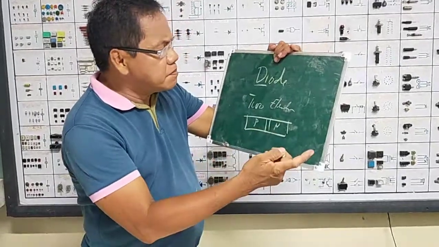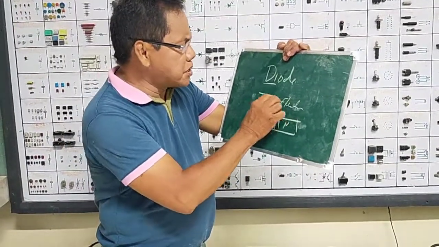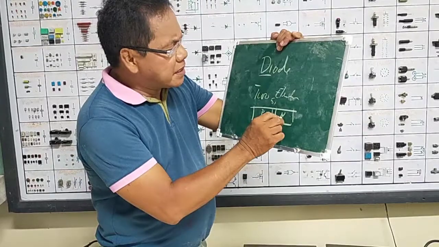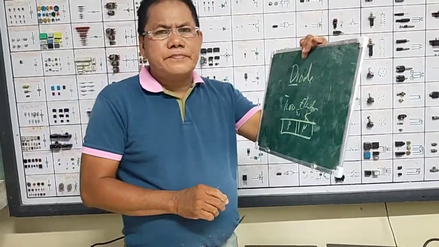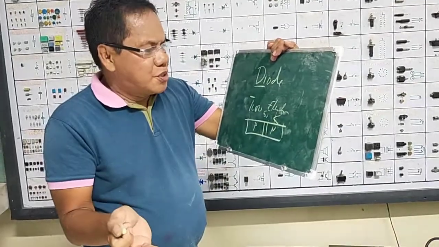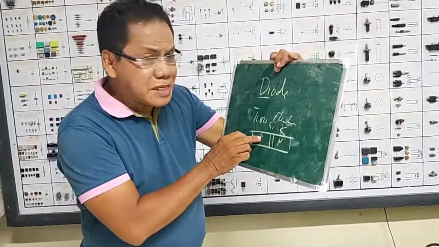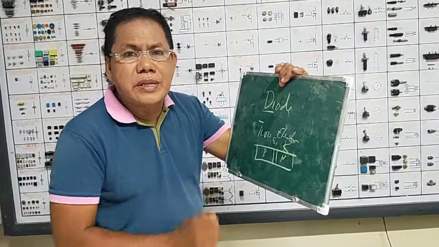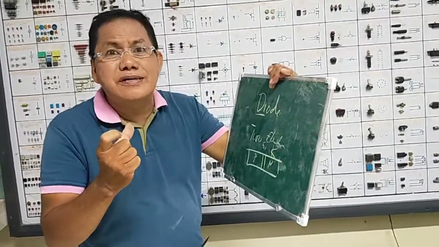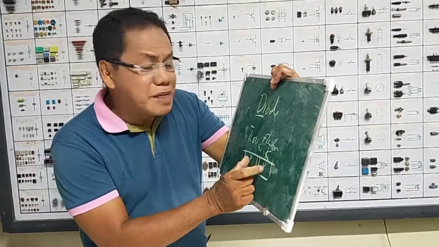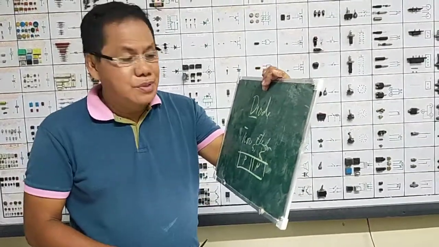If this diode is made of silicon, to make it negative for the cathode, it should be doped or mixed with phosphorus. And to make this layer positive for the anode, it should be mixed with aluminum. So aluminum and phosphorus are impurities to provide polarities for this diode.